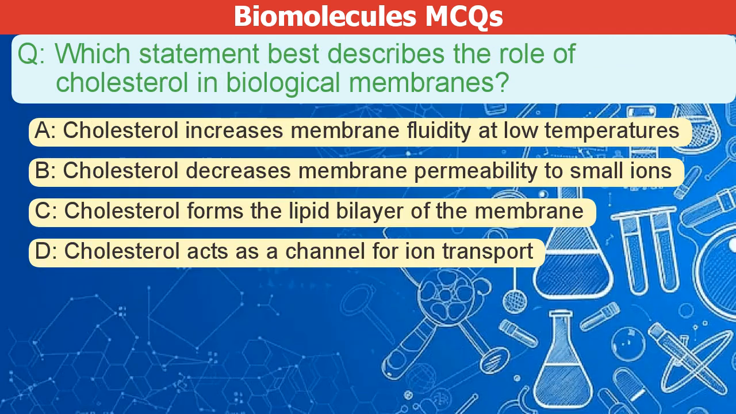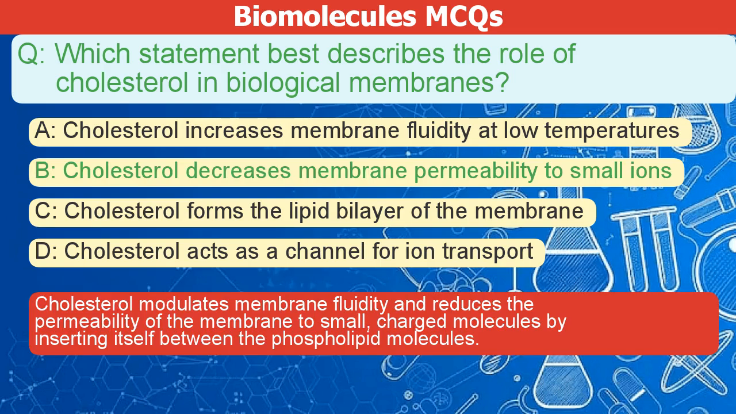Which statement best describes the role of cholesterol in biological membranes? A. Cholesterol increases membrane fluidity at low temperatures. B. Cholesterol decreases membrane permeability to small ions. C. Cholesterol forms the lipid bilayer of the membrane. D. Cholesterol acts as a channel for ion transport. The correct answer is B. Cholesterol modulates membrane fluidity and reduces the permeability of the membrane to small, charged molecules by inserting itself between the phospholipid molecules.